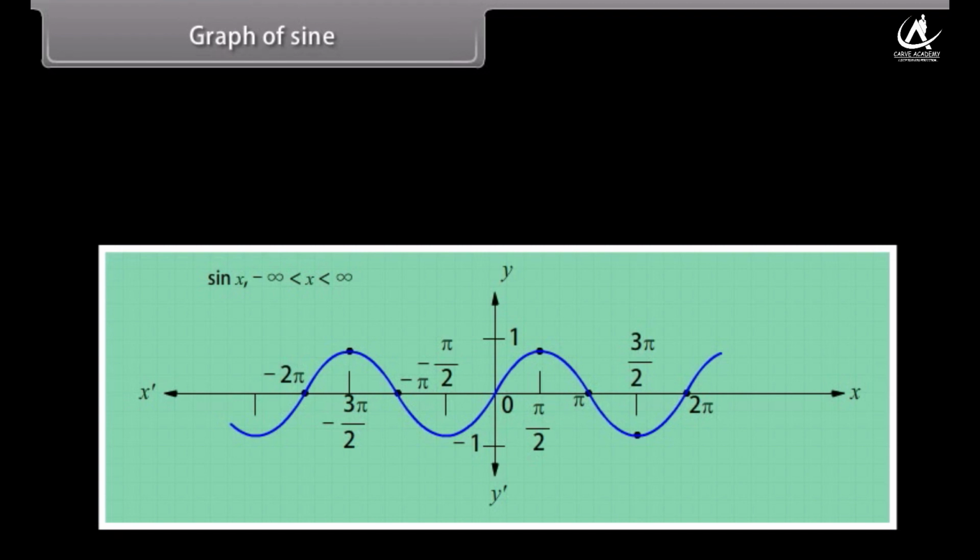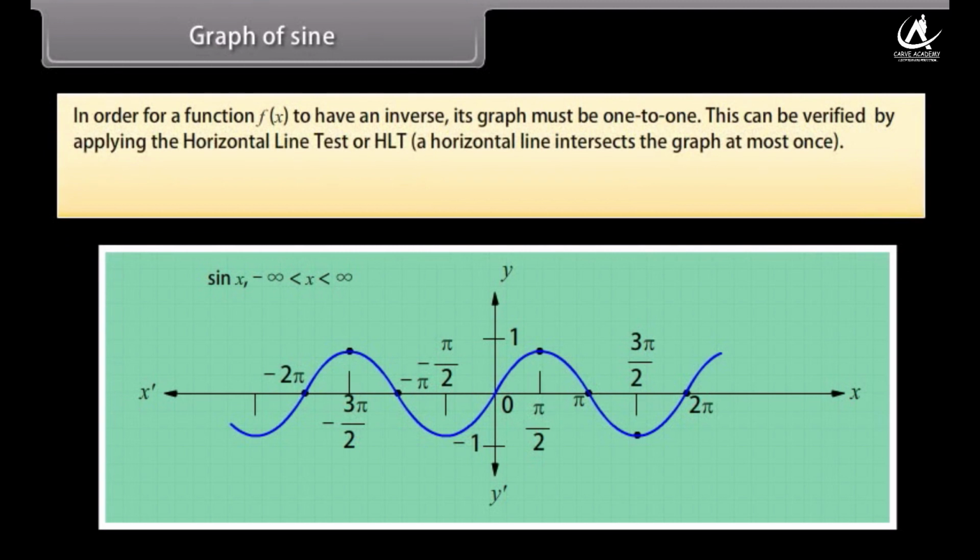This is the graph of f of x equals sin x. In order for a function f of x to have an inverse, its graph must be one-to-one. This can be verified by applying the horizontal line test or HLT. A horizontal line intersects the graph at most once. Clearly, the graph of sin x fails this test. So, how do we define the inverse of sin x?